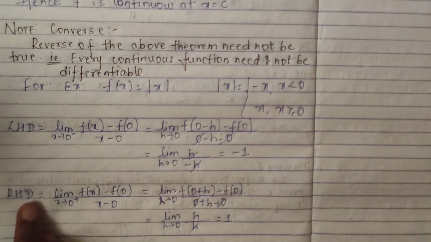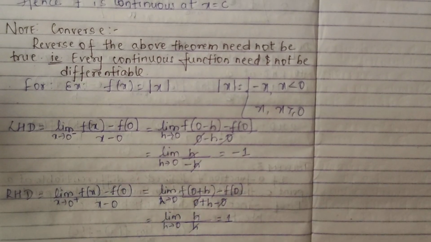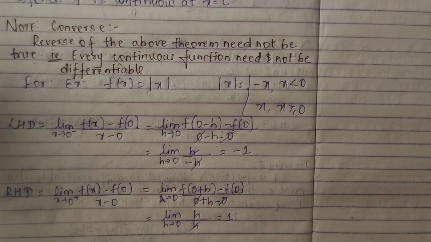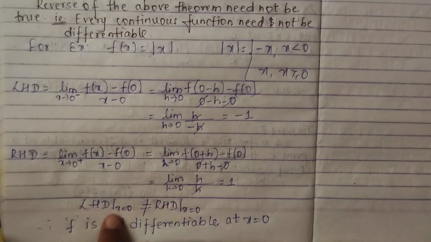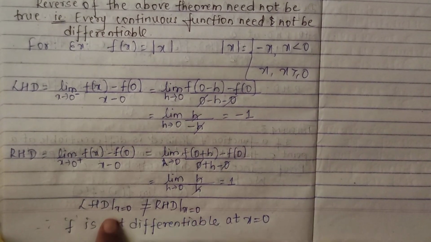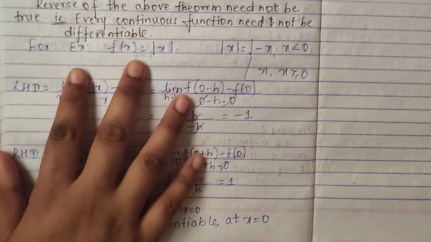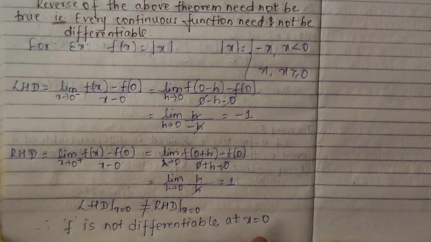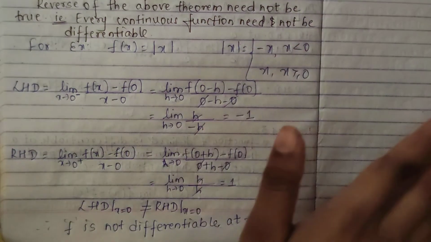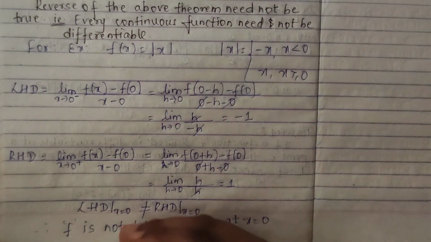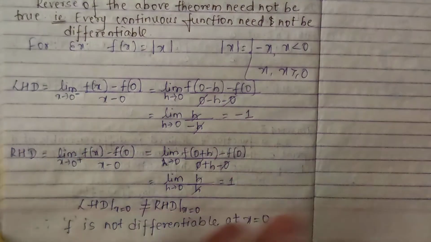So you can see the RHD you are getting is 1 and the LHD you are getting is minus 1 at the point 0. Are they equal? No. As you can see, your LHD and RHD are not equal at the point 0. So f is not differentiable at x is equal to 0. So you can see your continuous function is not differentiable at this point. If it were differentiable at all points, then we could tell that every continuous function is differentiable, as in the previous theorem. But considering the example we have shown, every continuous function need not be differentiable.